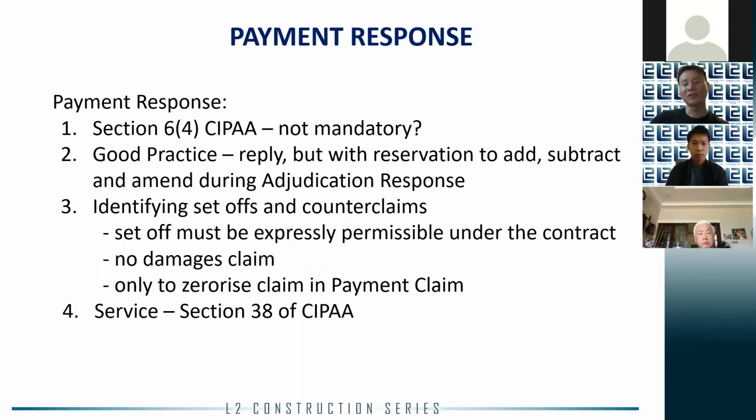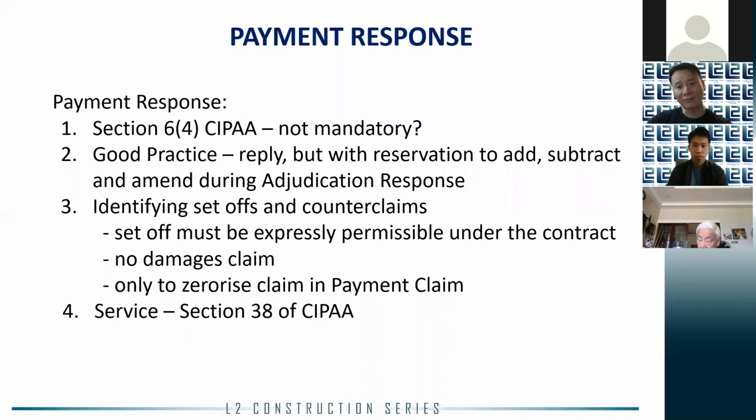Now, I've already talked about payment claim. Now, let's talk about payment response. If you are a non-paying party, having been served a payment claim, what should you do? Because of the Federal Court decision in View Esteem, which says that the service of payment response is not mandatory, you can actually keep your cards to your heart and only reveal your defenses during the proceedings by filing an adjudication response later.